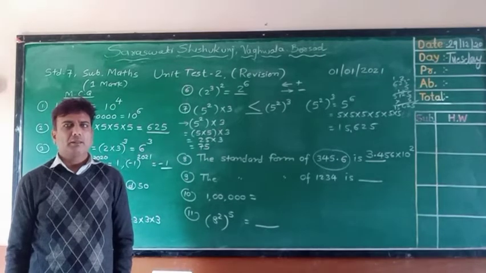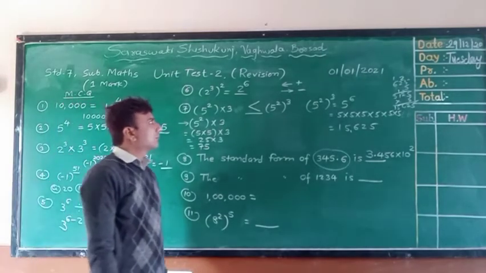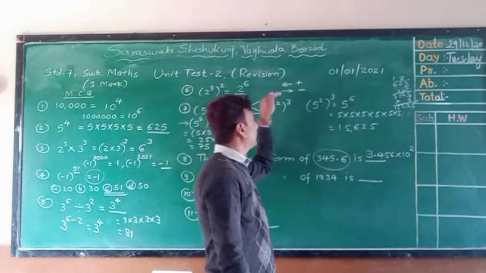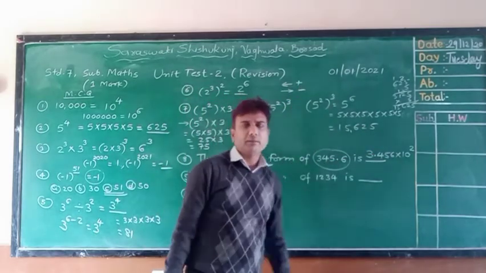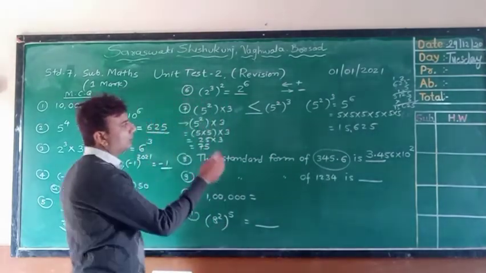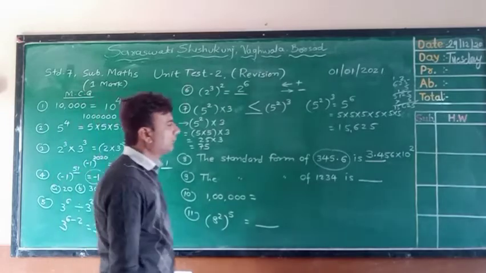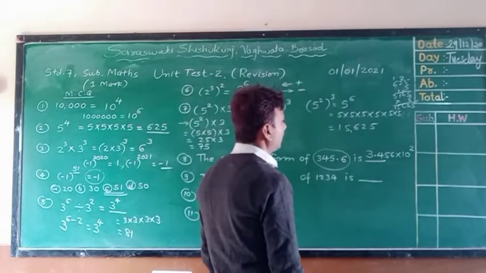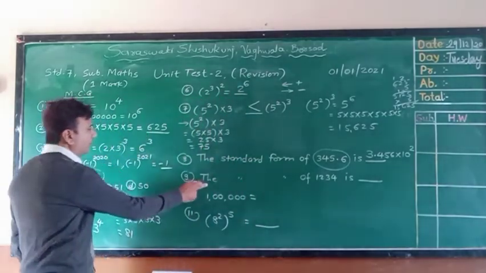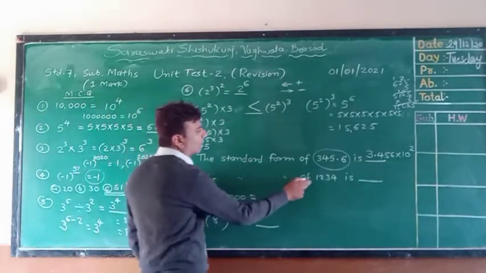Clear? Right side, left side means we have to keep power positive, and right side we have to keep power negative. Understood? Now this 3456 is 1000. Yes. Now see this same number 9, the standard form of 1234.